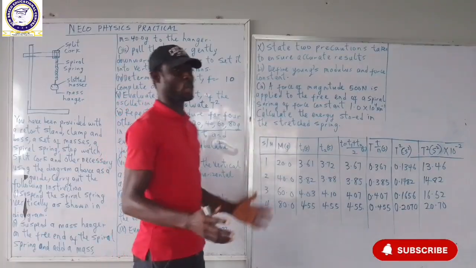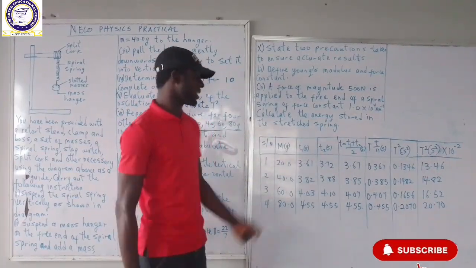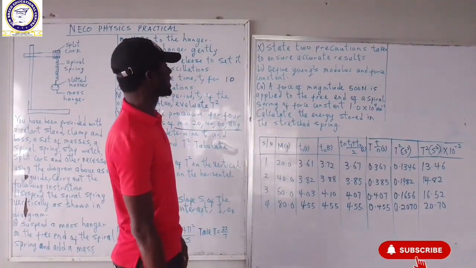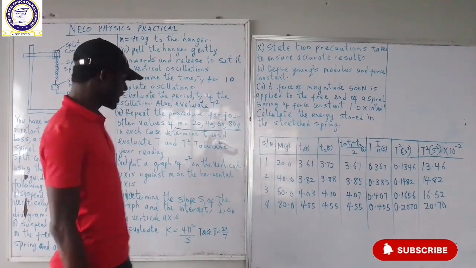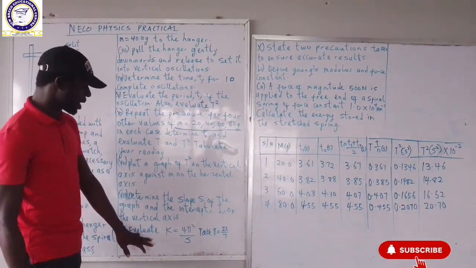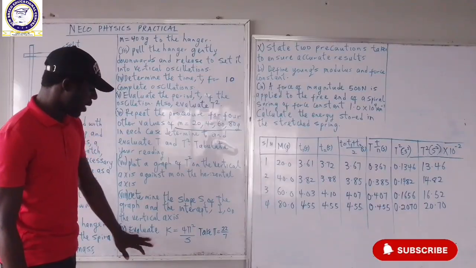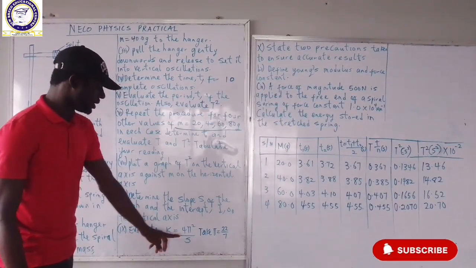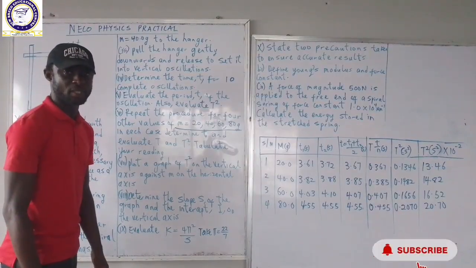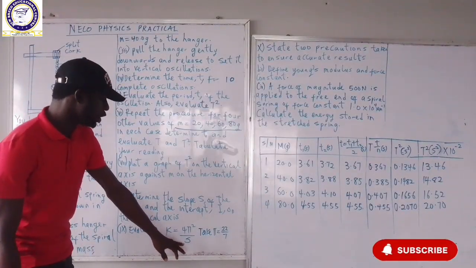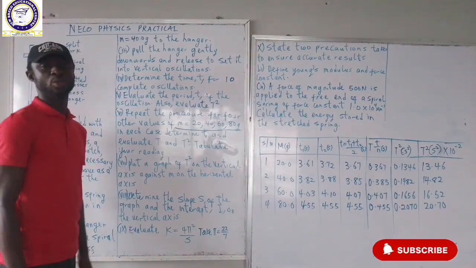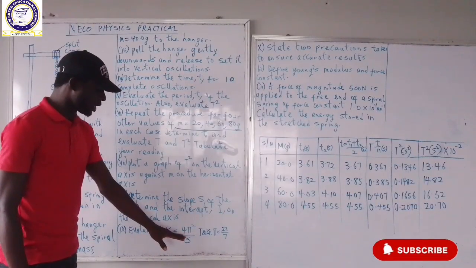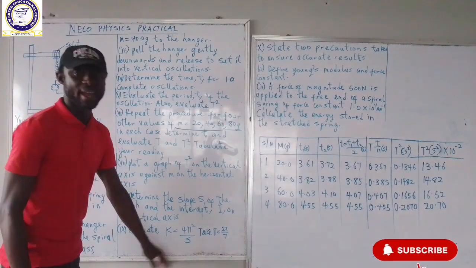The next thing is to plot your graph, which is T squared on your vertical against m on your horizontal. The next aspect is the calculation aspect, where they ask us to calculate the value of our k. After you have gotten your slope, then you can calculate this aspect. Your slope here is your x, and you calculate k, which will be 4 pi squared over x.